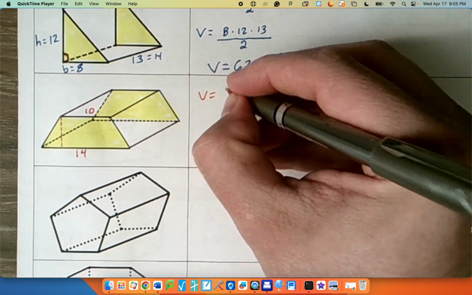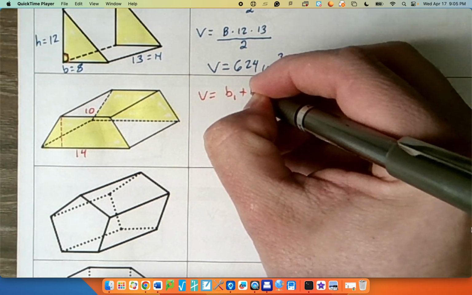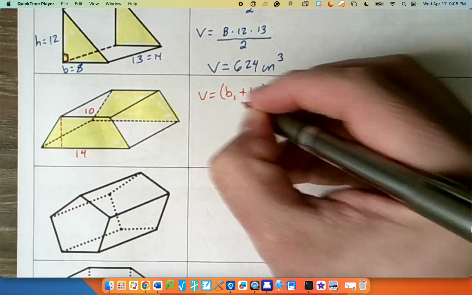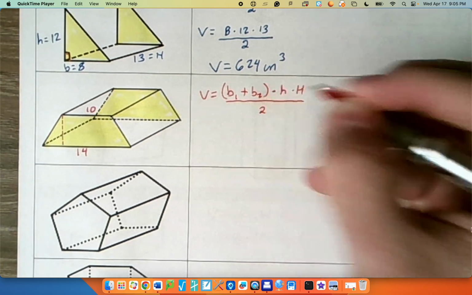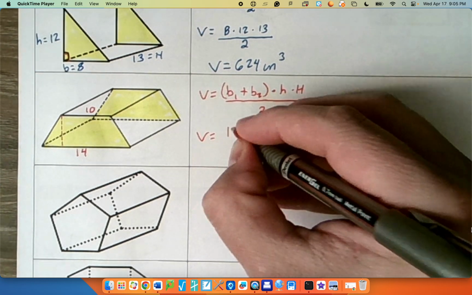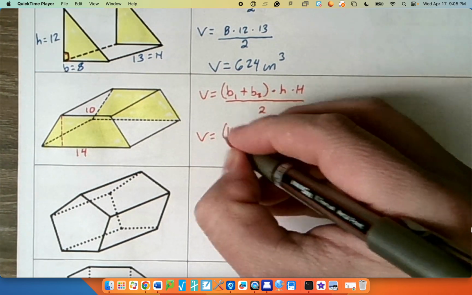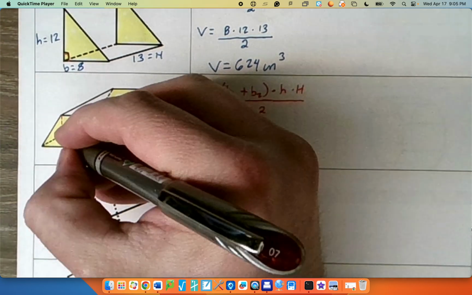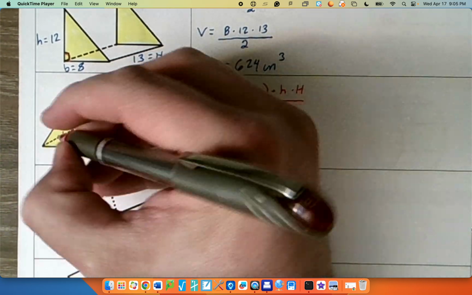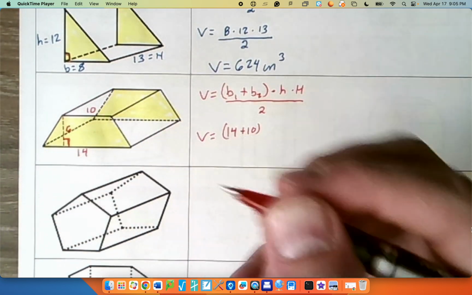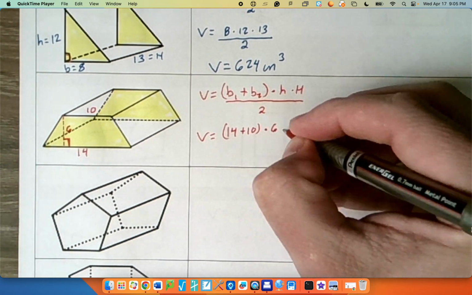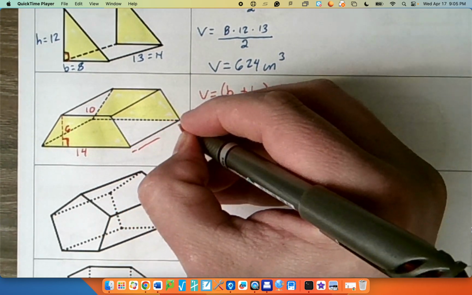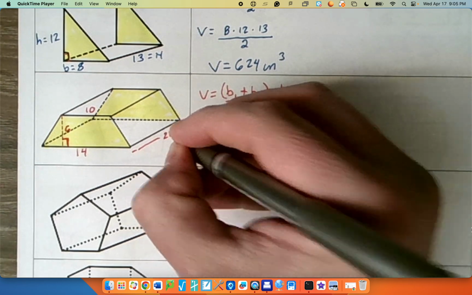So in our formula of base 1 plus base 2, remember always in parentheses, times the little height times the big height divided by 2, we just got 14 and 10 as our bases. The next piece we need is our little height. That's found on this line right here. It's going to be a 6. We need our big height. That's the distance from one trapezoid all the way back to this one. And that distance is going to be 20.